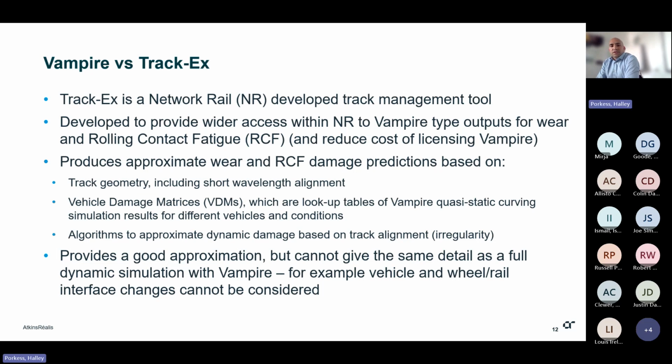It provides a good approximation, but it can't give the same details of full dynamic simulation of Vampire. If your vehicles change, or if your wheel profiles change, or if you want to consider a worn wheel profile, worn rail profiles, it can't help you there.